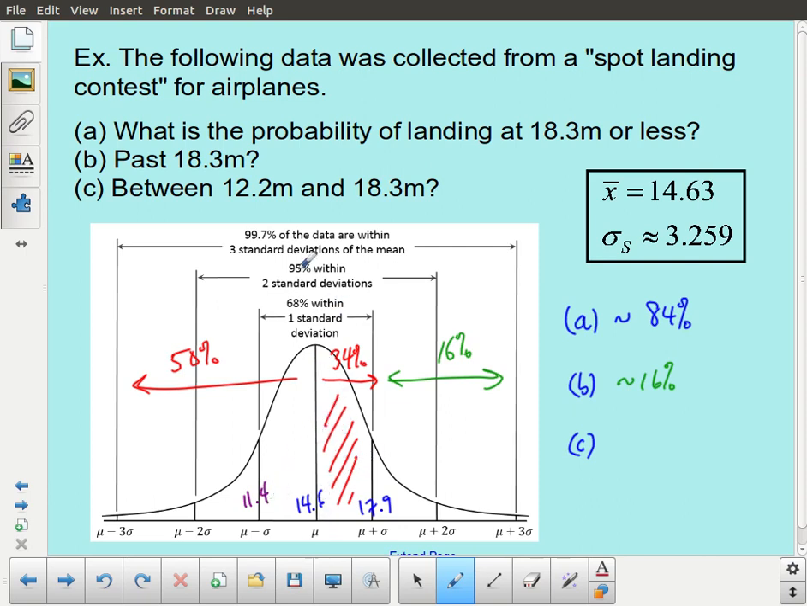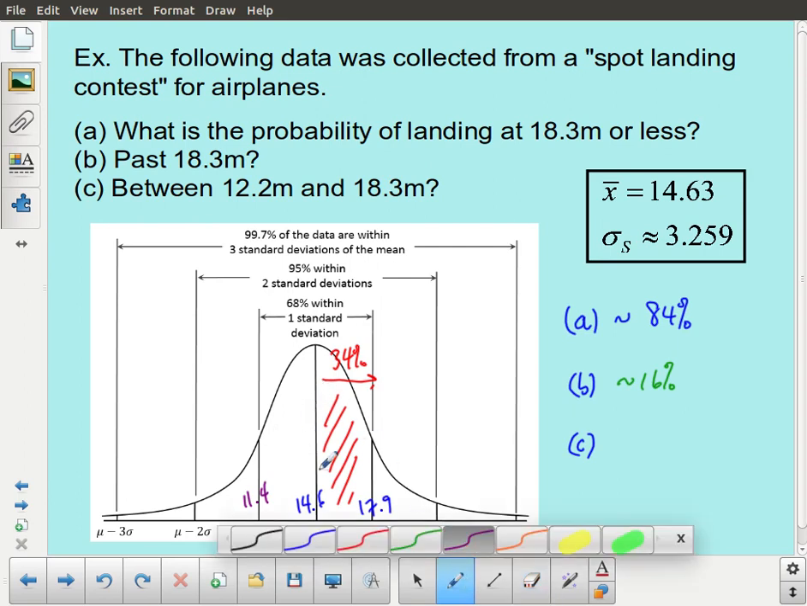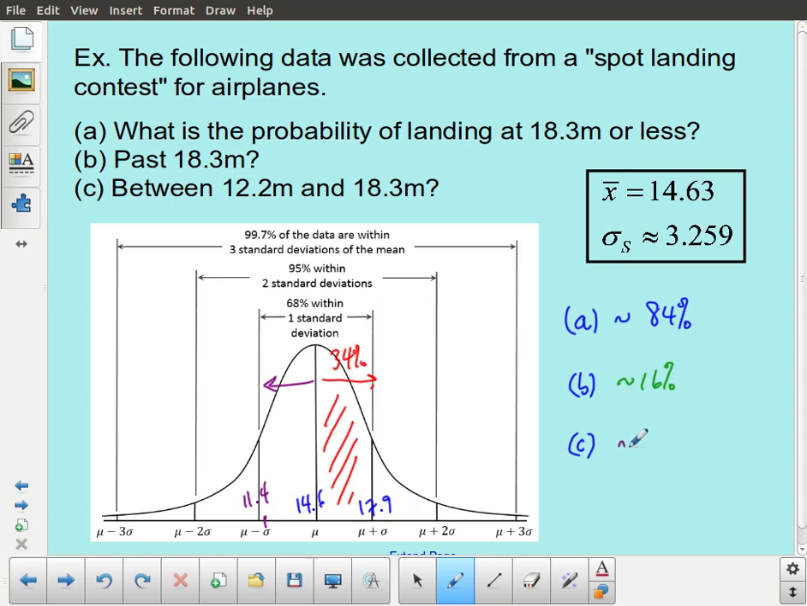Things are getting a little cluttered here, so how about I clear some stuff off. I'm not interested in all of this negative side. I'm interested in down to 12.2, so not quite all of this. So how much of my data is going to be between the purple mark and the other mark, so essentially how much data is between 11.4 and 17.9? Well, that is about 68%.